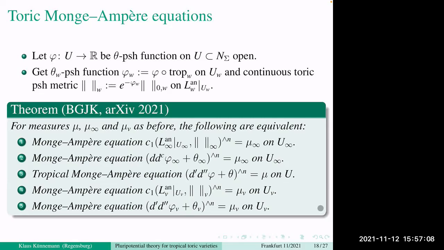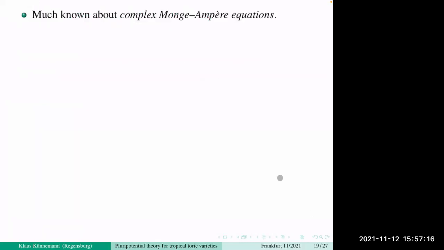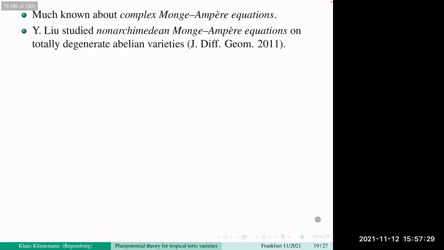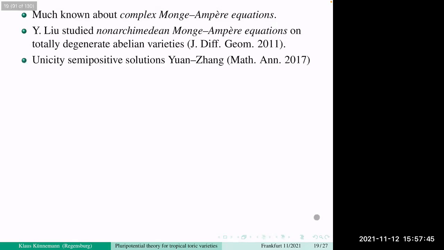Now, of course, we want to use the fact that on complex manifolds, we know a lot about solutions to these Monge-Ampère equations. So much is known about complex Monge-Ampère equations, too much for me to recall here. There are certainly people in the audience who know more about this than me. There's also the non-Archimedean Monge-Ampère problem. This was first studied by Liu on totally degenerate abelian varieties. I will come back to this when we talk later about abelian varieties.